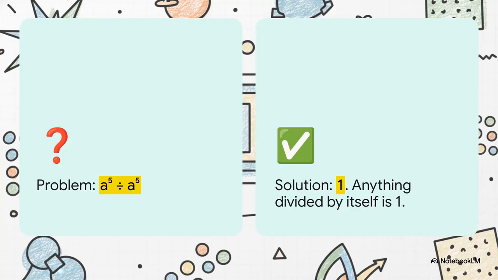Okay, case 2 is even easier. What if the powers are the same, like a to the 5th divided by a to the 5th? Well, just think about it. What's 10 divided by 10? It's 1. What's 100 divided by 100? It's 1. Any number divided by itself is always 1. All the a's just cancel each other out completely, leaving us with just the number 1.